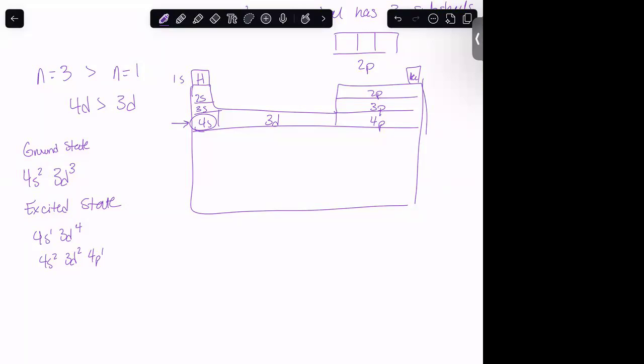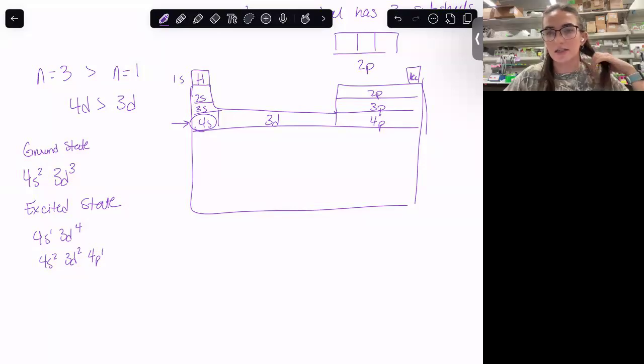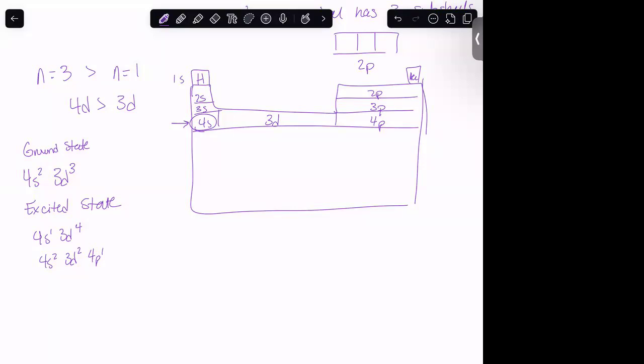So am I able to put an electron from a higher energy orbital to a lower one? No, that's not an excited state. A ground state is the least energy possible. So you can't. Oh, okay.